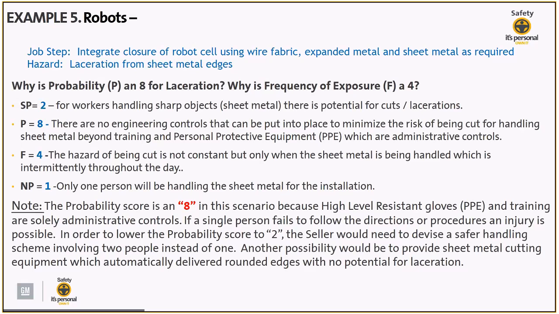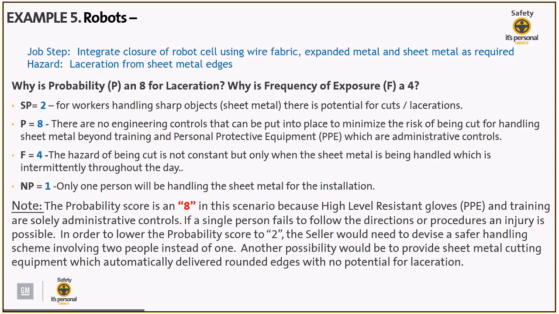Severity potential we said was a 2 because the handling of sharp objects, which is sheet metal in this example, has potential for cuts and lacerations. Probability of occurrence we said is an 8. So why is that an 8? Because there are no engineering controls that can be put in place to minimize the risk of being cut from handling sheet metal beyond training and PPE. And both of those are administrative controls.